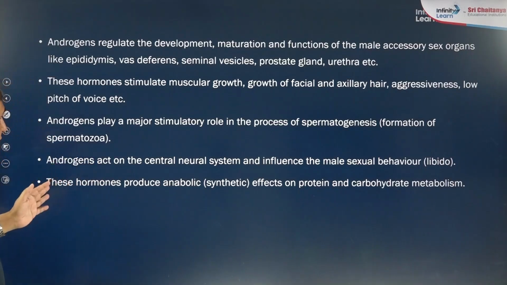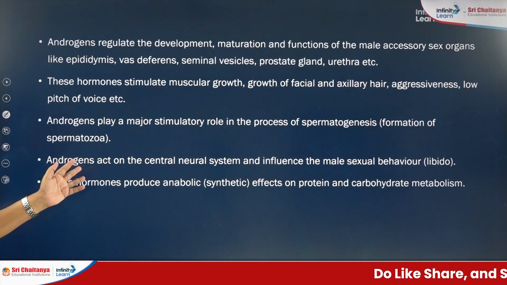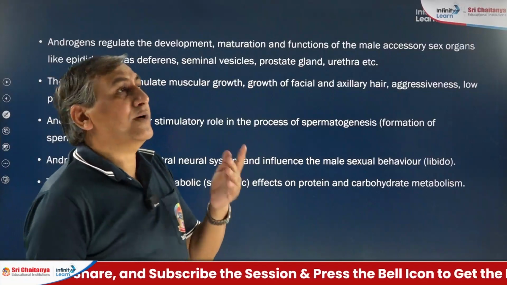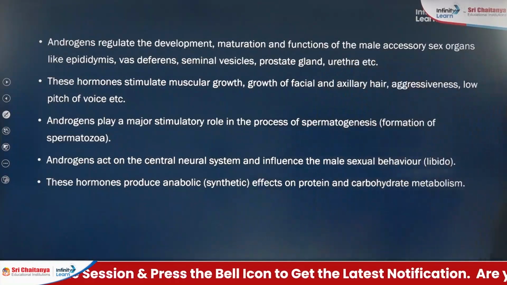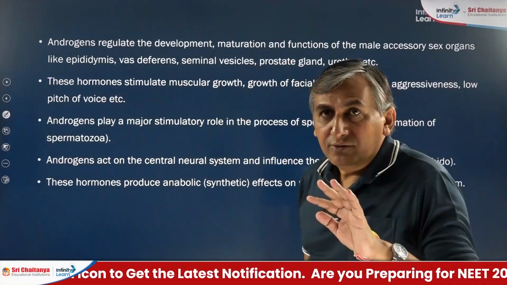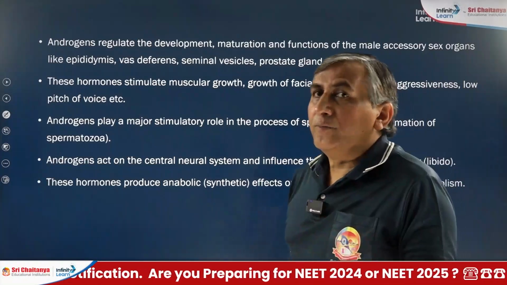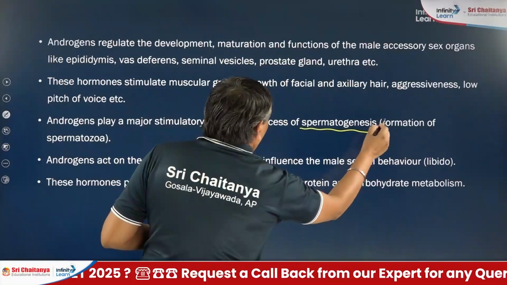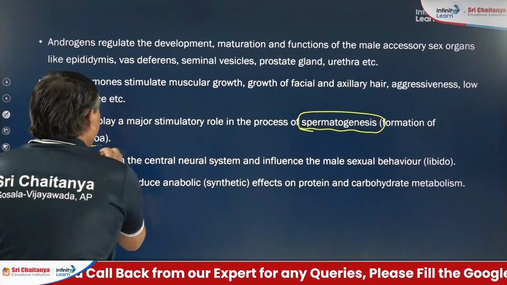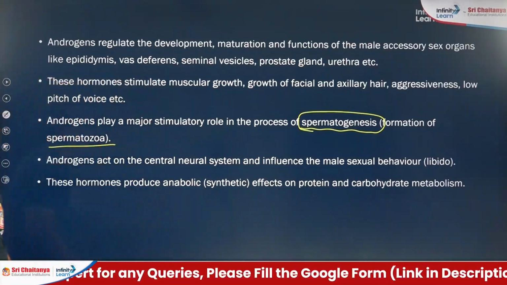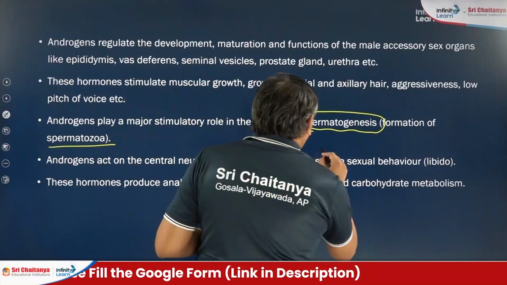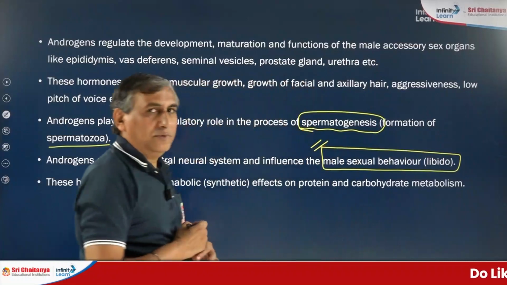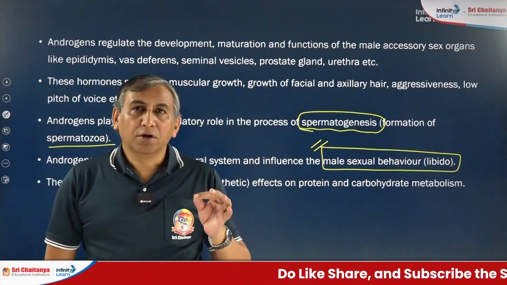And what is the function of testosterone, androgen? It stimulates the process of spermatogenesis. Genesis means formation. Whose formation? Formation of sperm. Process of formation of sperm is known as spermatogenesis. This hormone is very important for the sexual desire in male. That is known as the libido.